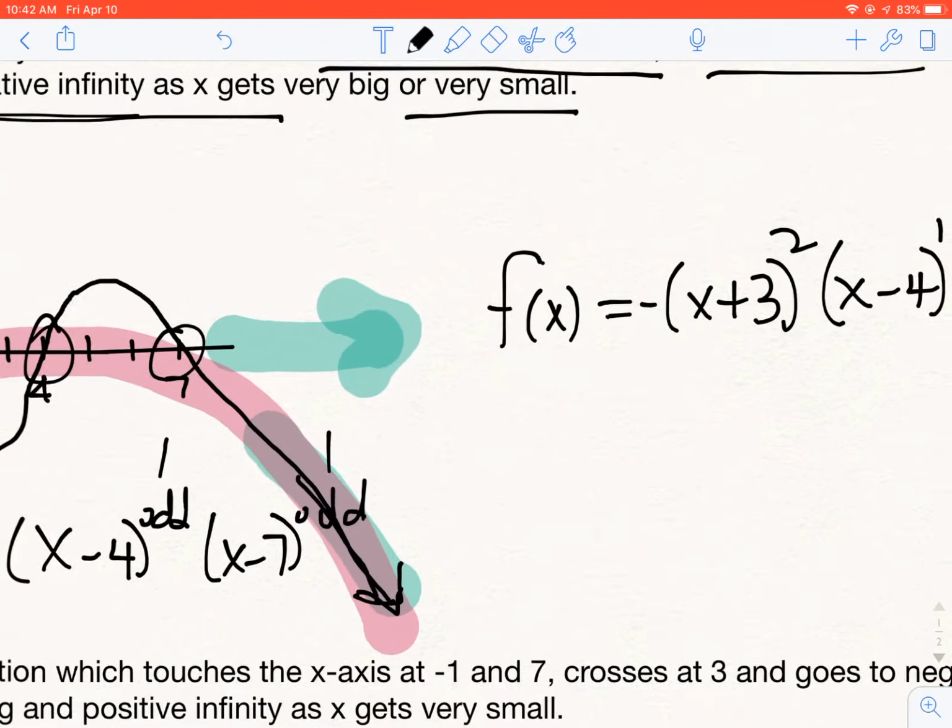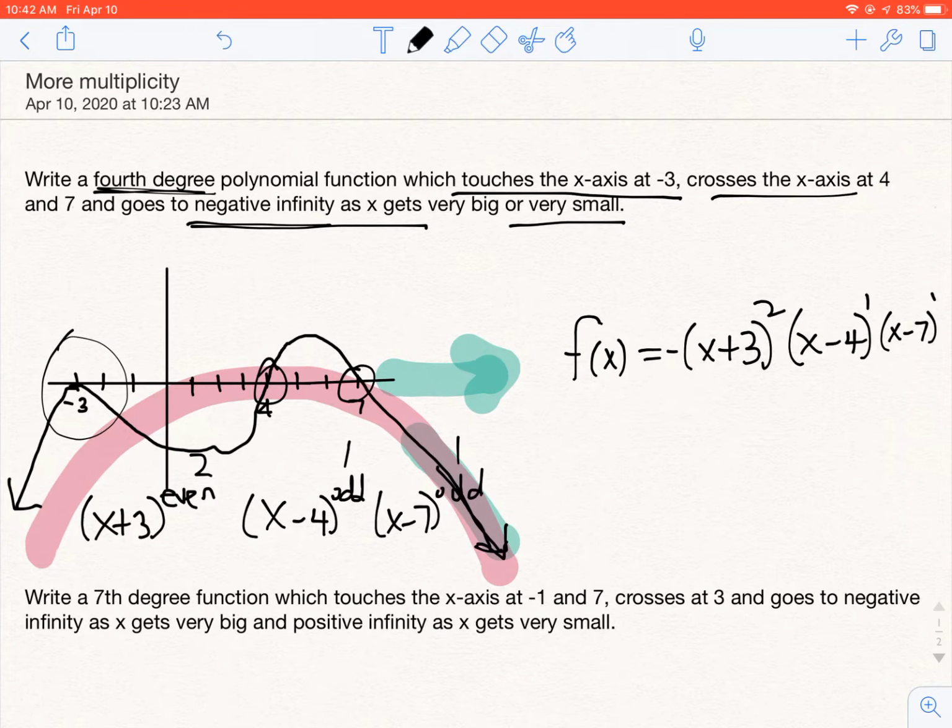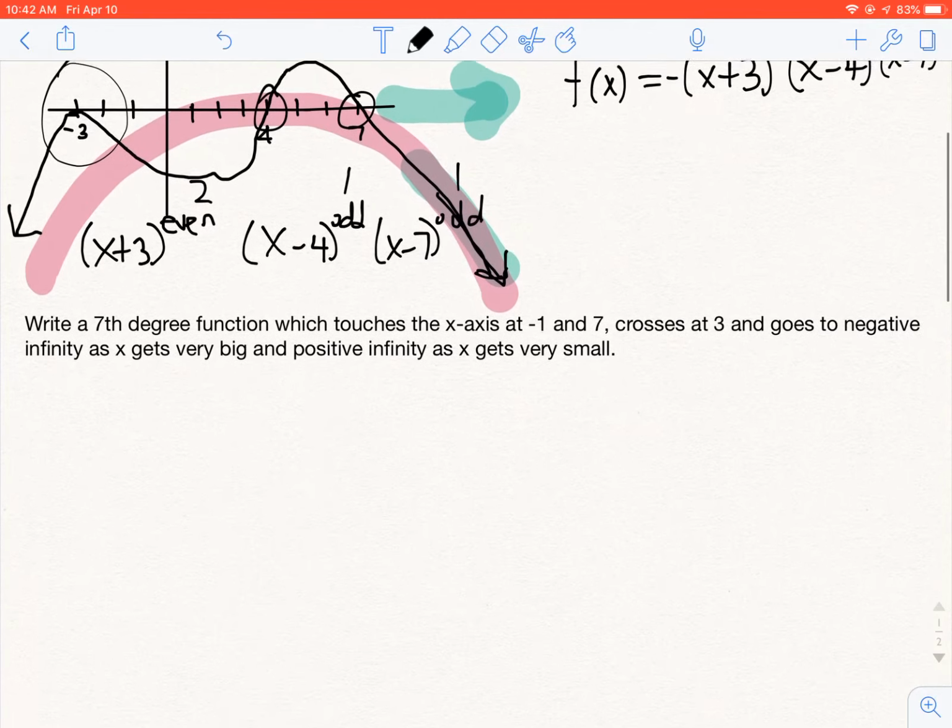I can put a -2, I can put a -3. It doesn't really matter as long as there's a negative. There's lots of different choices for polynomial functions. This is the basic, okay? All right, next one and last one.